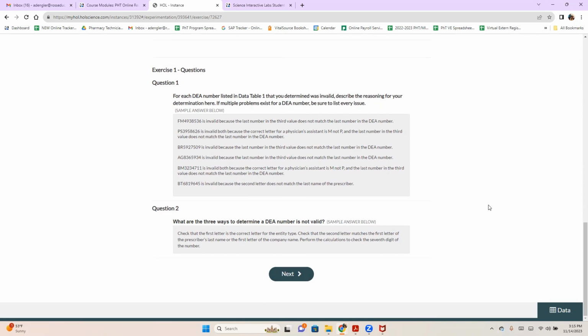answer. Question 2, what are the 3 ways to determine a DEA number is not valid? So remember, we're checking the first letter to make sure it's the correct letter for the entity type. So for the prescriber, then we're going to check the second letter that matches the first letter of the prescriber's last name or the first letter of the company name. So if it's like a pharmacy, it would be the first letter of the company name. I don't think you have any in there like that. And then perform the calculations to check the 7th digit of the number.